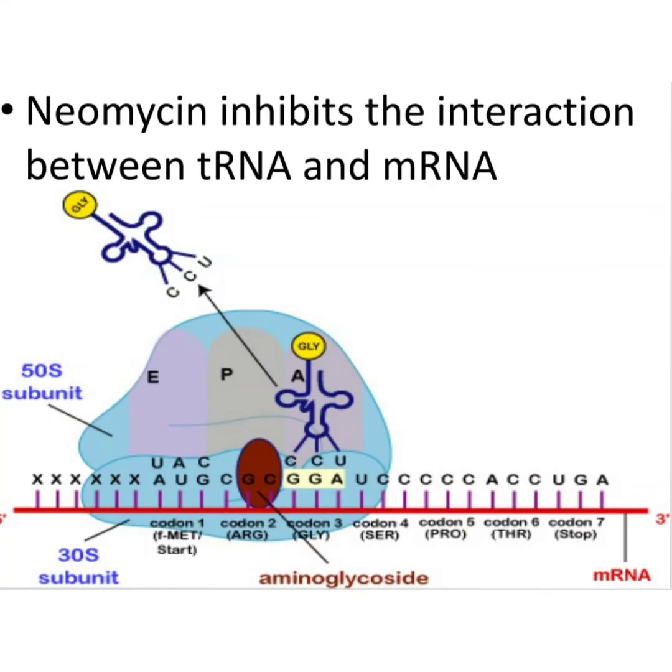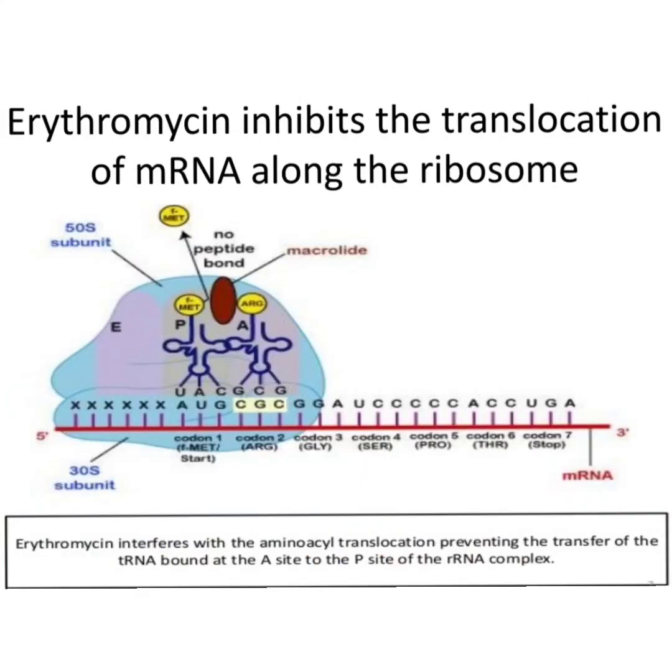Aminoglycosides like neomycin inhibit the interaction between the transfer RNA and the messenger RNA. Erythromycin interferes with the amino acid translocation, preventing the transfer of the transfer RNA bound at the A site to the P site of the ribosomal RNA complex.